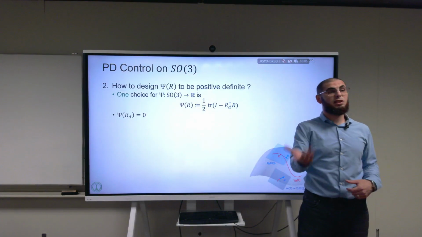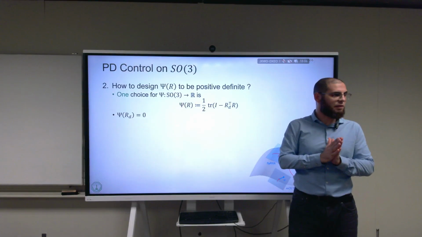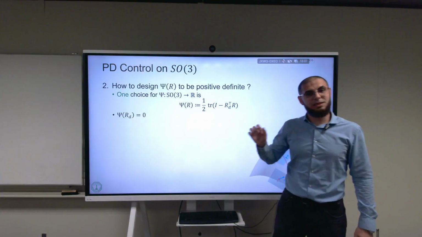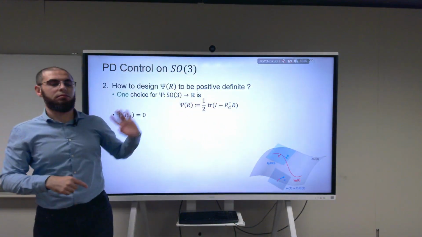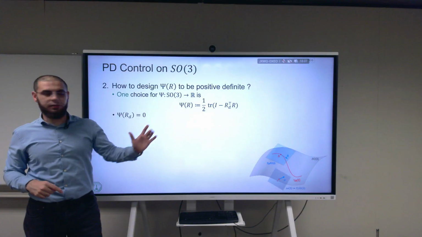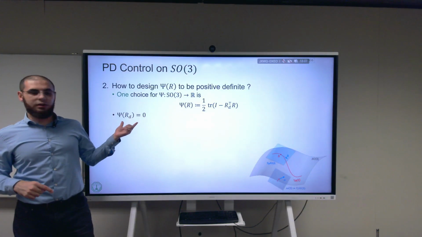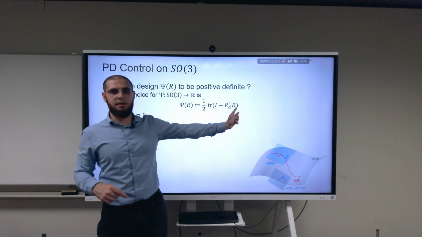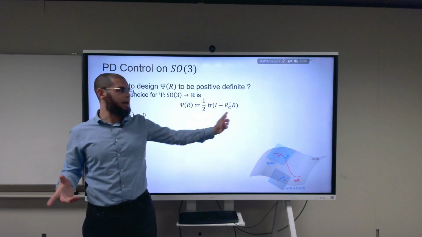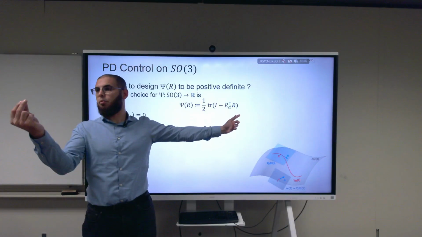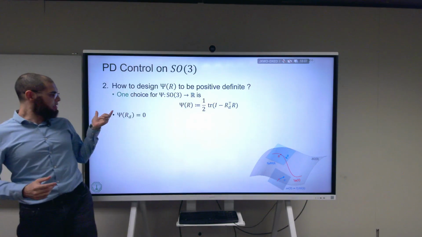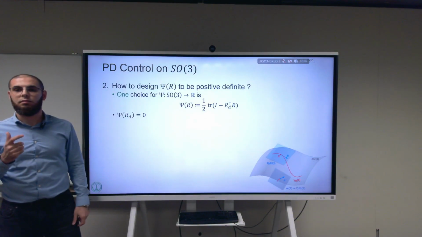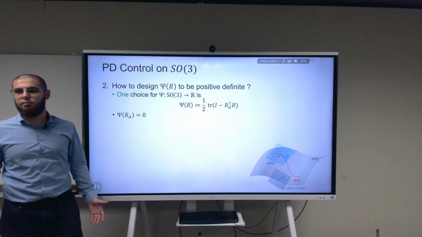So it's a function. Is it positive definite? First of all, let's check the positive definiteness of it. Is it a valid potential function that I can use for control? It must be positive definite, and it must have a minimum at the point we're talking about, the R desired. So if I plug in R equal to R desired, what do I get? Identity minus identity, which is the 0 matrix, and the trace of the 0 matrix is the number 0. So psi of R desired is equal to 0. So that's good. That's the first thing. Is it positive definite?